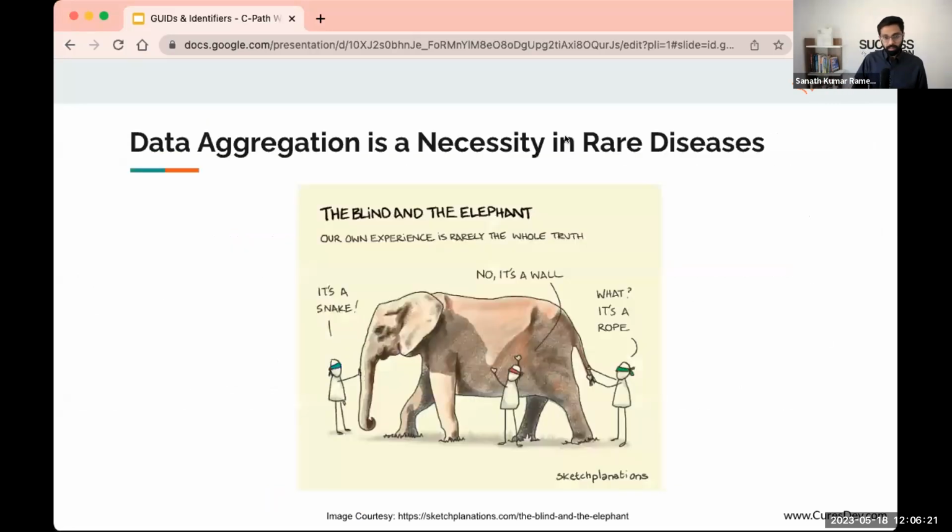To me, data silo is like this parable where several blind men are looking at an elephant, or touching an elephant, and trying to figure out what it is.